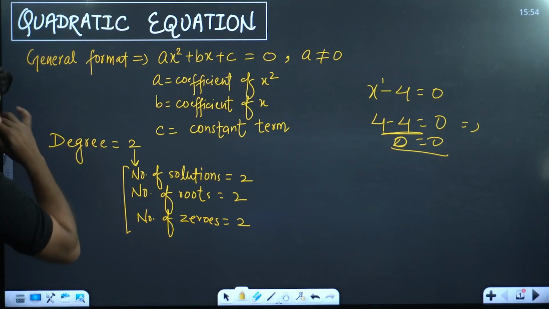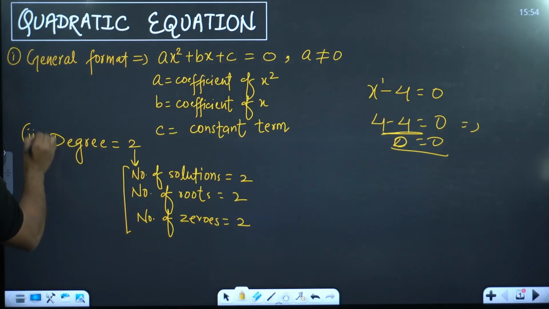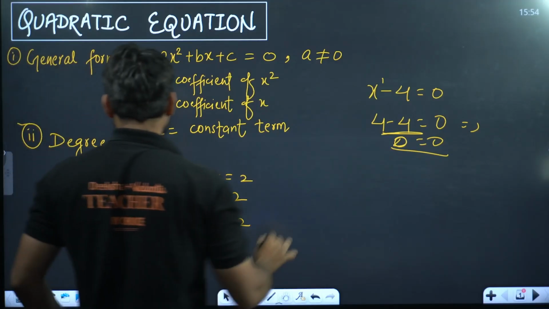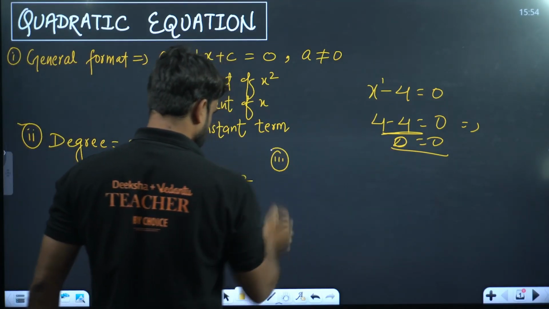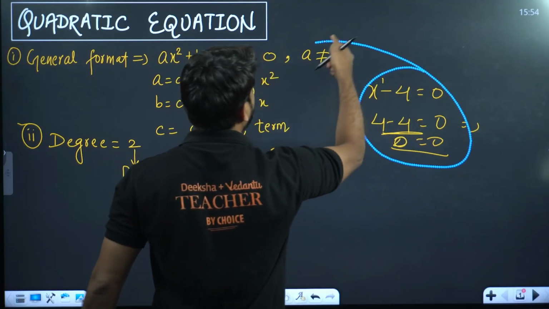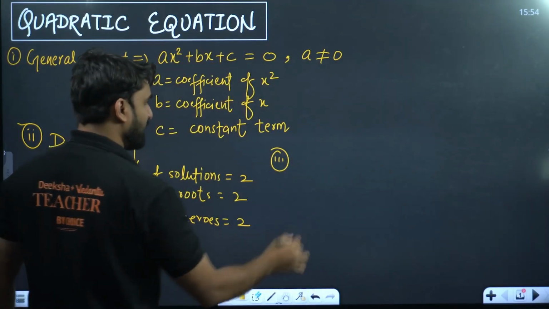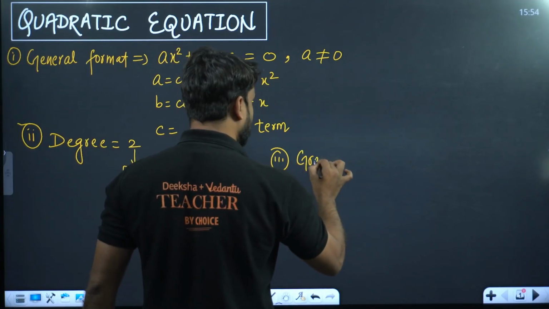So this first is clear. Second thing is clear. Degree is 2. Now, third. Let me erase this, it may be creating some confusion here. Oh, sorry. Okay. So now moving ahead. Now if we talk about here graphical representation.